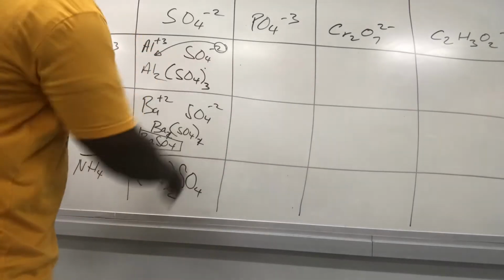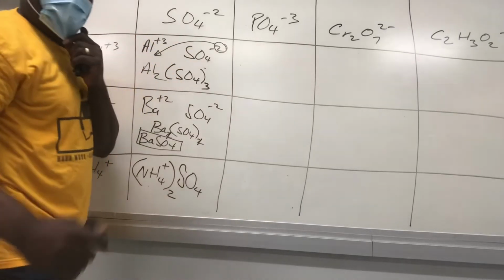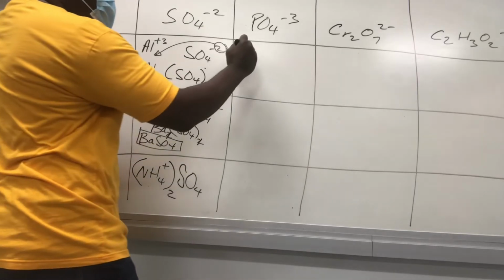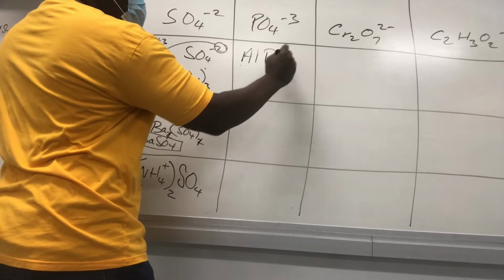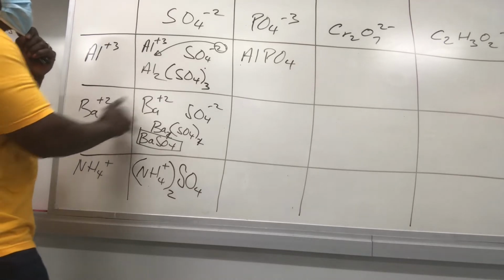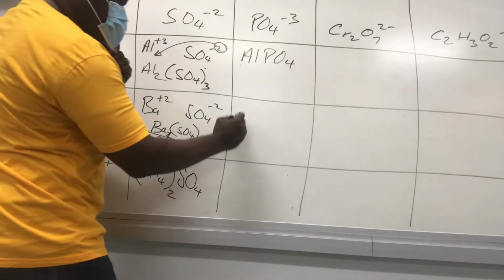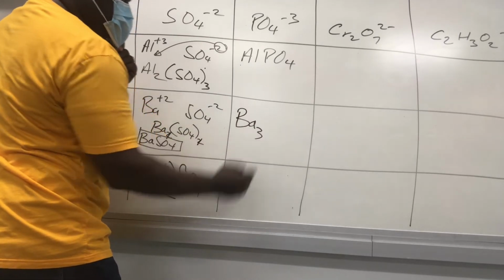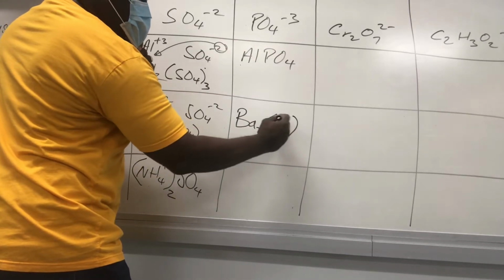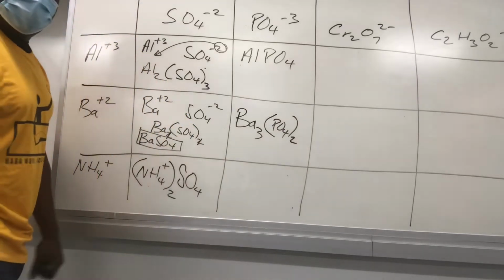Alrighty, so moving on. We have Al plus 3 and PO4 negative 3. So when you crisscross, what's going to happen? The 3's will cancel out. So all you're left with is AlPO4. Okay? No problem. Ba plus 2, PO4 minus 3. The 3 goes to the Ba, the barium, all right? So you're going to get Ba3. Now the 2 goes to the phosphate, right? So you're going to get parentheses, PO4, all righty? And you're going to get a 2 on the outside, and you're done, okay?